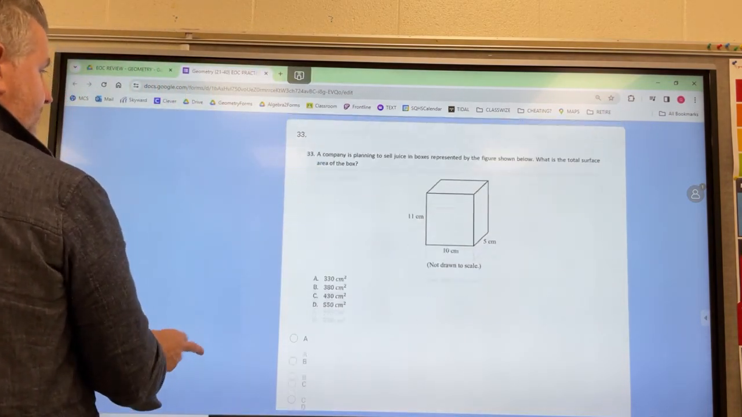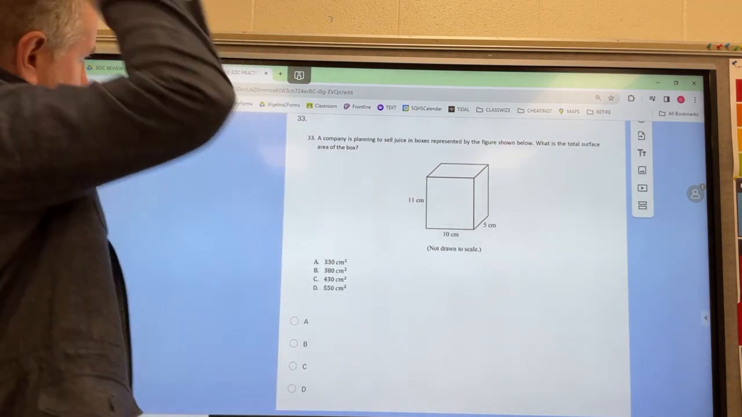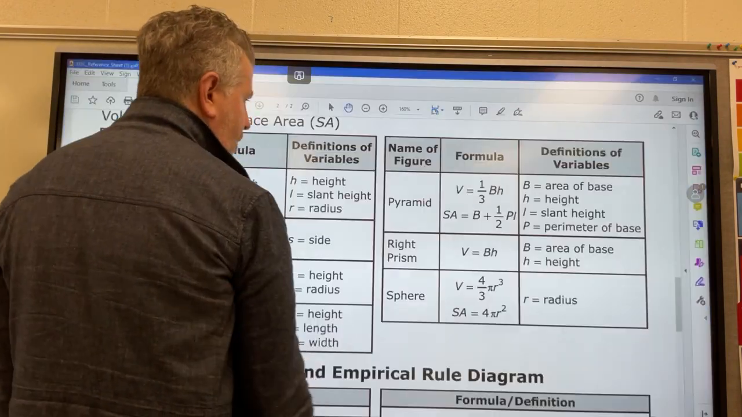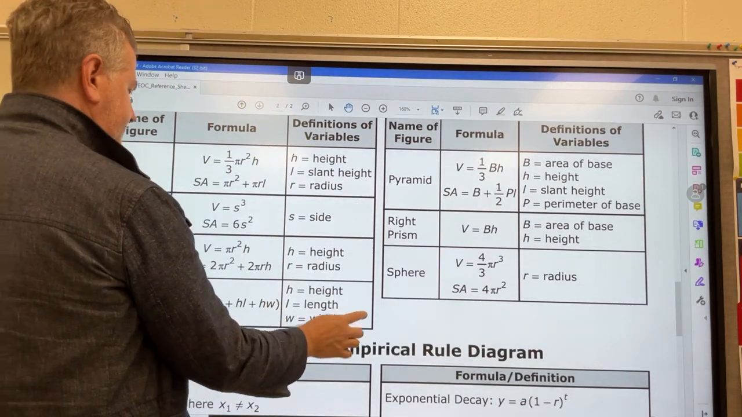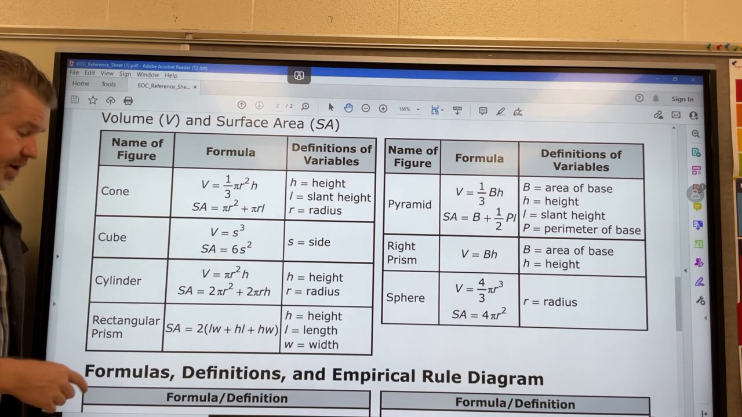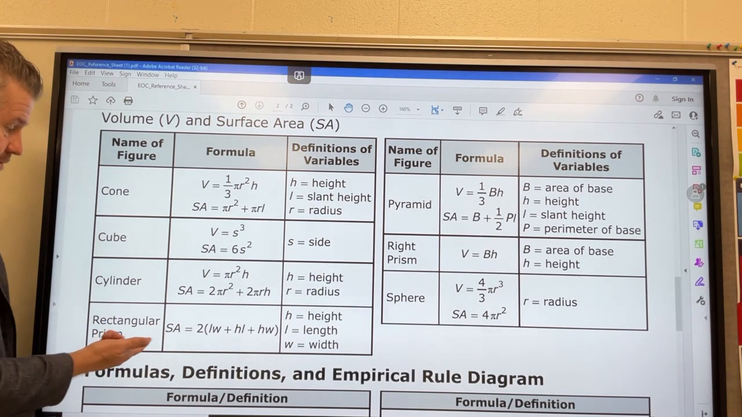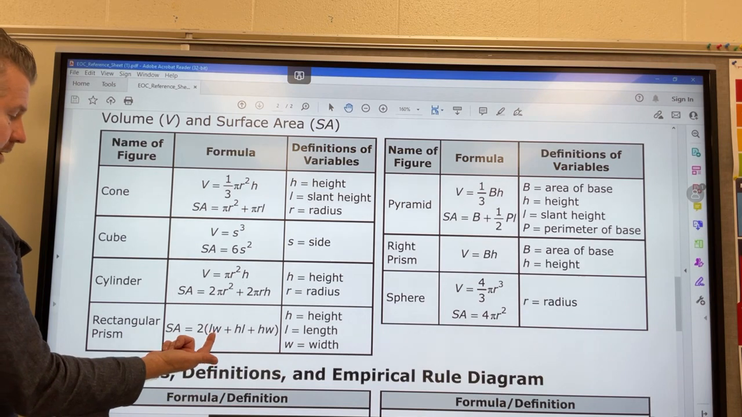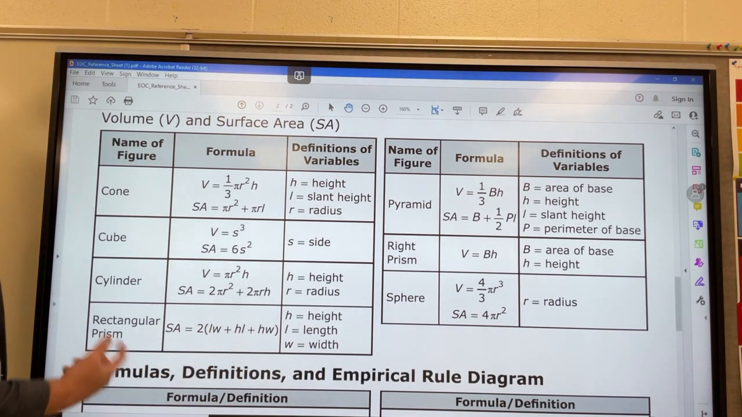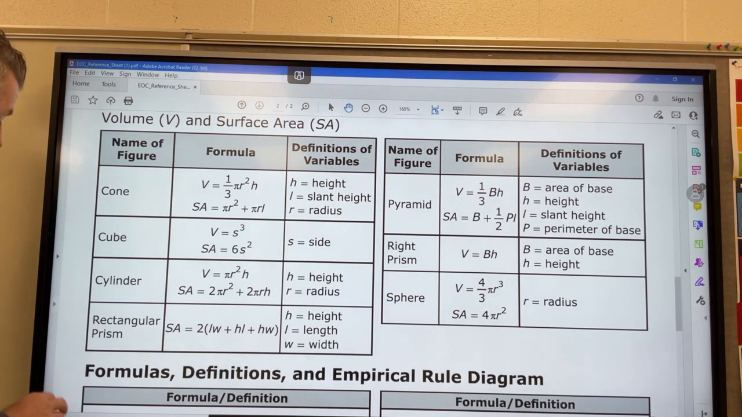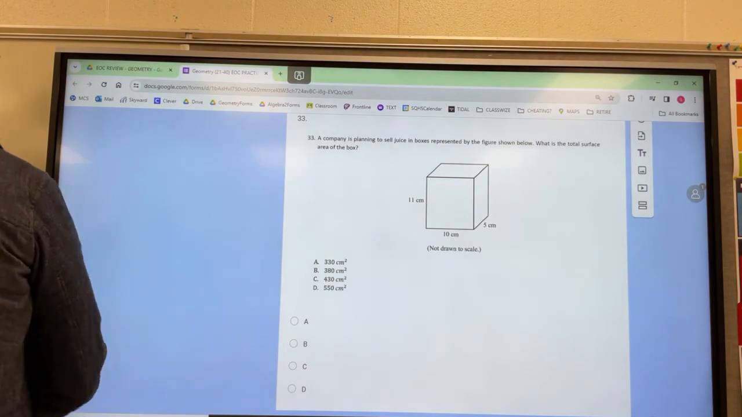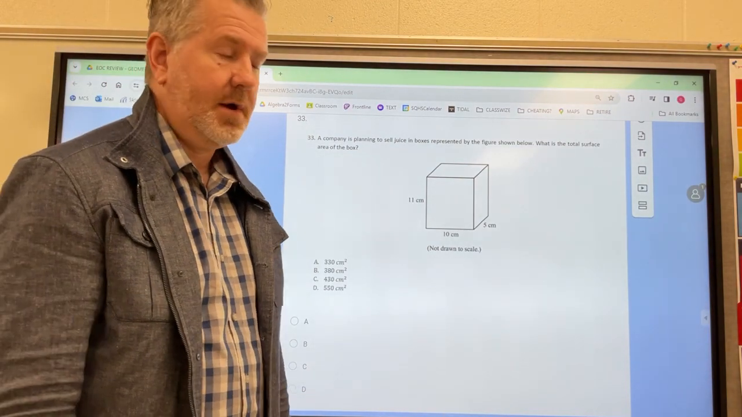We cannot make assumptions. Okay, so we're going to sell juice in boxes represented by the figure. What's the total surface area of the box? We're going to go over here and go to our right prism. Surely we have, yes, look, rectangular prism, also known as a box. Rectangular prism, we're going to add up our length times width, height times length, height times width, and then multiply it all by 2 because there's doubles of each of the sides. Right? So it's basically length times width 6 times.